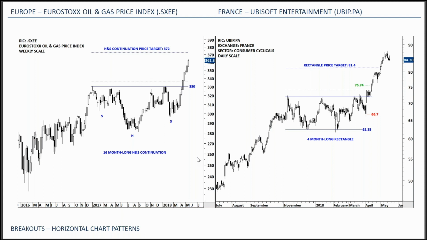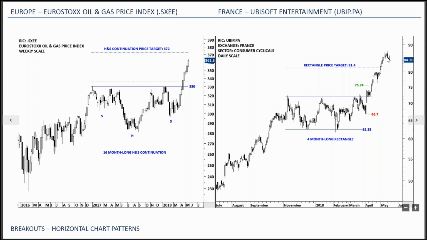Two charts. Euro Stoxx oil and gas price index was featured in an interim update. You can see that clear horizontal boundary here for this head and shoulder continuation chart pattern. The 330 level was broken on the upside after several tests of the boundary, and we're trending towards the chart pattern price target.